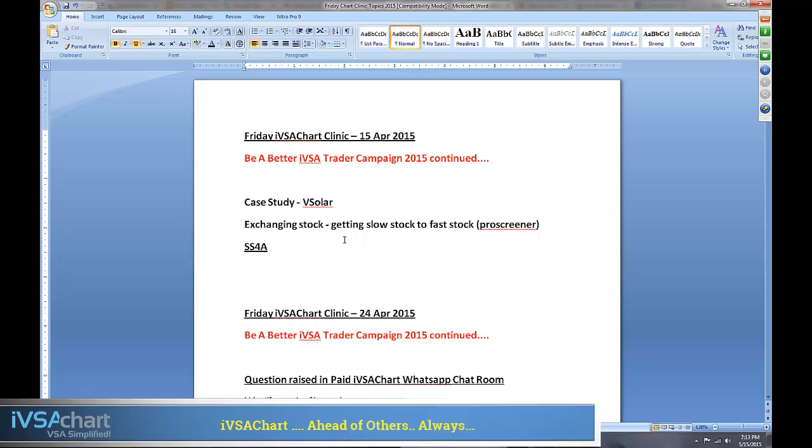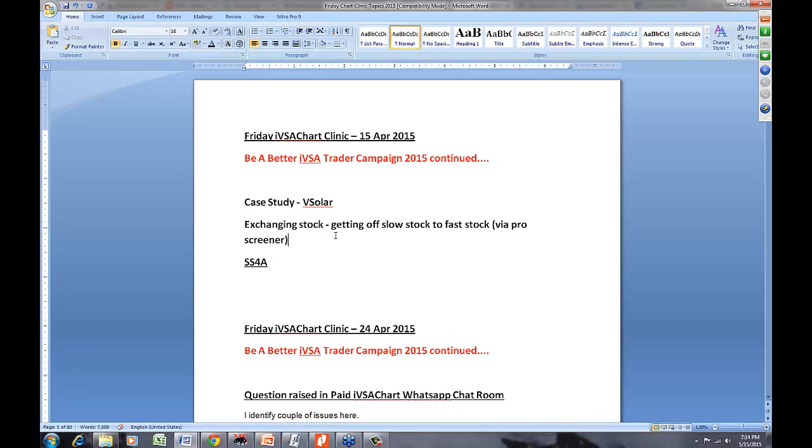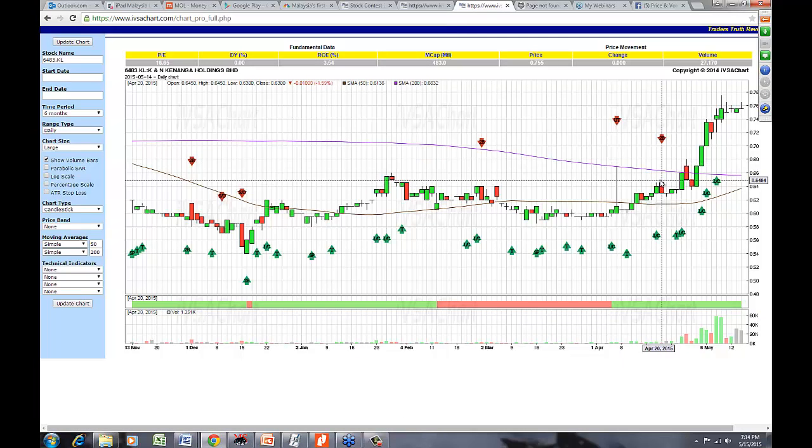We get off a slow stock and move to a fast horse by using our iVSA chart. Is this idea very new to you? Getting off from a slow stock and into a fast stock, like what I did with the Mitra. In short, that's how you can continue to get a good return and go on to 5%.